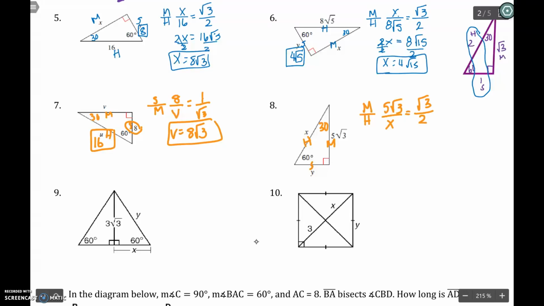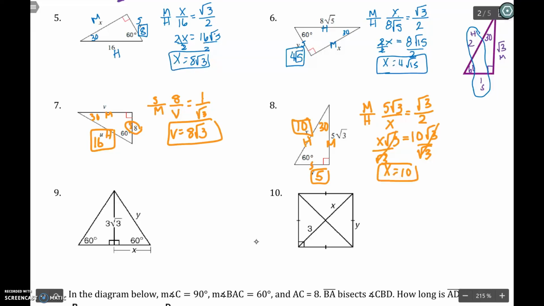Cross multiply. x times radical 3 is x radical 3. 5 radical 3 times 2 is 10 radical 3. And then we divide by radical 3 on both sides, which cancels, and you just get 10. Okay, and then your short side, remember, is half your hypotenuse, so that's 5.